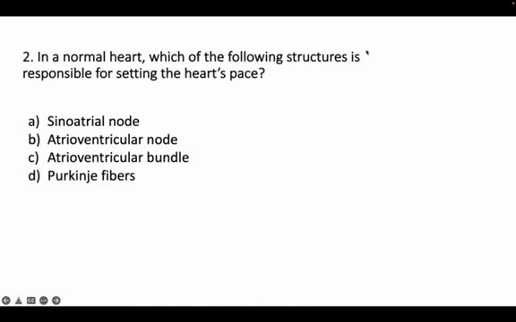So, in a normal heart, which of the following structures is responsible for heart pace? We do know there is only one node that is called the natural pacemaker of the heart, and that is the SA node, or the sinoatrial node.